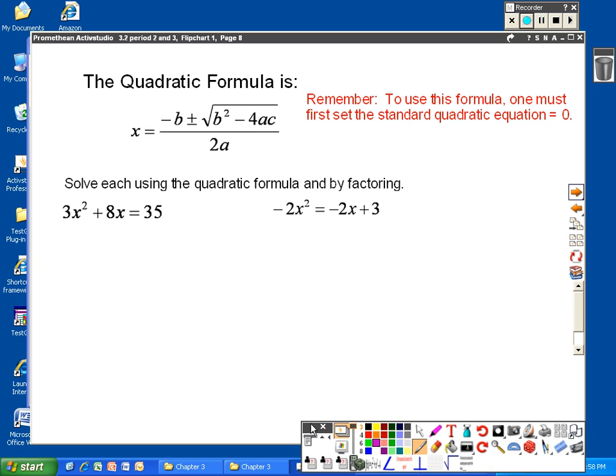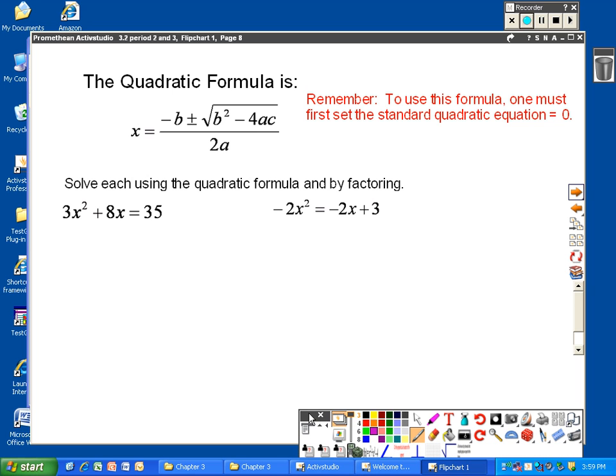And the last method of solving we have to teach you is the quadratic formula. In order to use the quadratic formula, your equation must always equal 0. So, the quadratic formula is the opposite of b plus or minus the square root of b squared minus 4ac, all of it over 2a. And the most common mistake made in quadratic formula is they do not put all of that numerator over 2a.